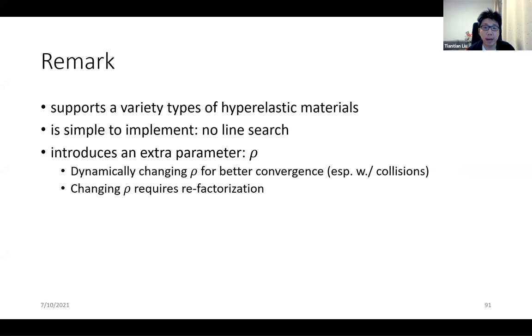But the convergence of ADMM is highly dependent on the hyperparameter rho as well. Dynamically changing this rho parameter is highly recommended for better convergence, especially, for example, in collision scenarios. But changing this rho also requires a refactorization, degrading the performance gain from the PD-ADMM framework.